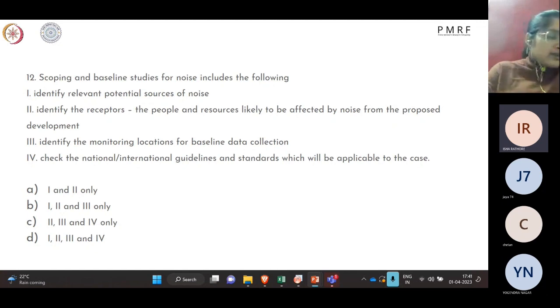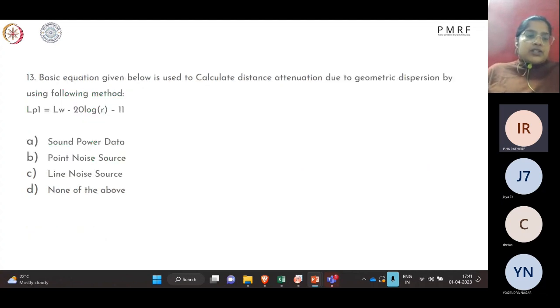Okay, so we looked at them in the highlight section as well. All of these statements are true and are considered when you're doing baseline studies for noise. So D was the correct answer. So moving on to question 13.